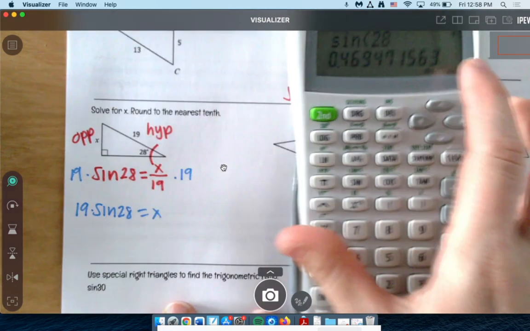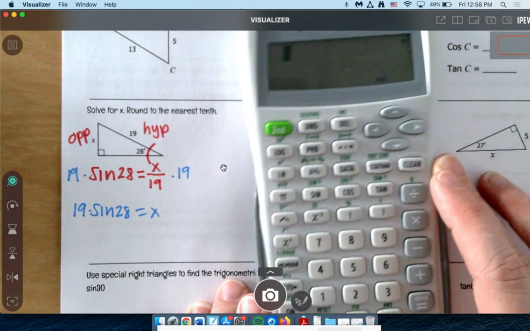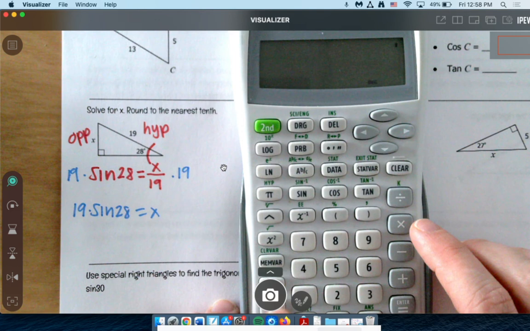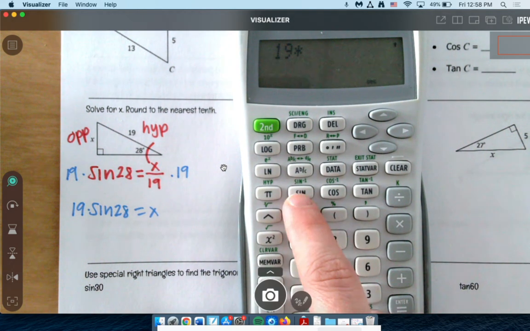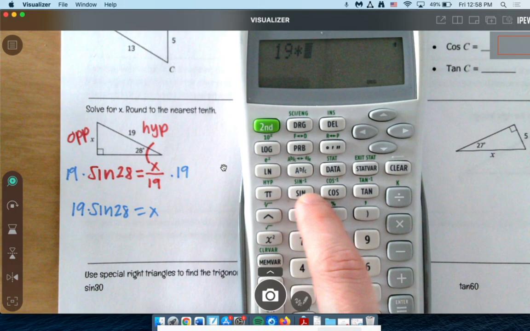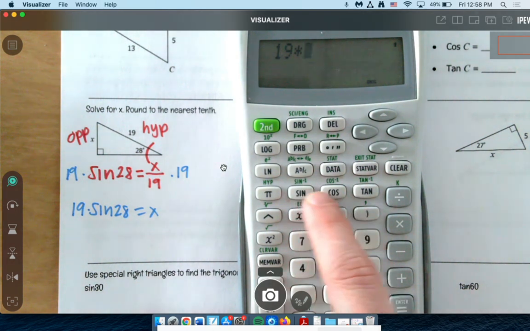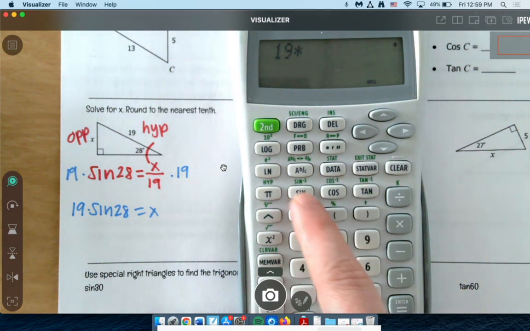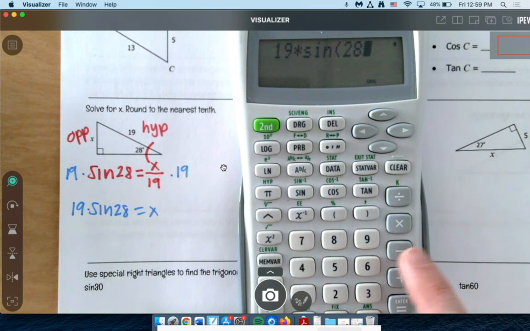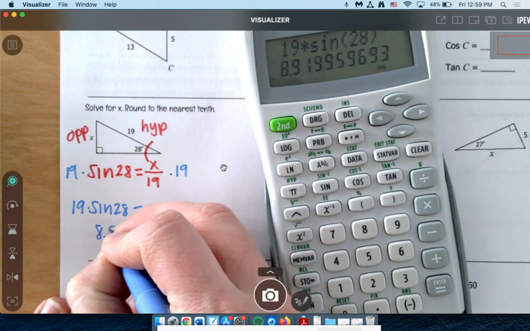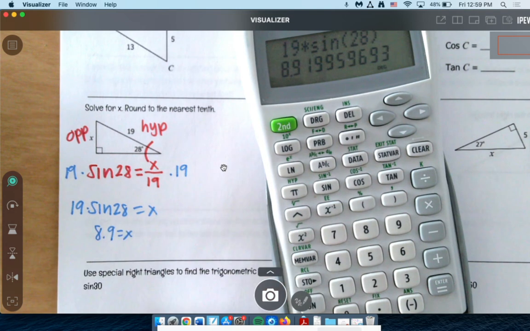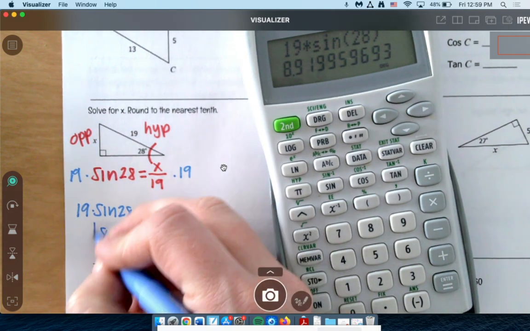So in your calculator, you're going to hit 19 times, now that sine button, you guys see that? How you've probably seen these trig buttons and never really knew what they were for? Well, now we're going to use them. So sine of 28 equals. So that side length should be 8.9. And there you go. We just found it. 8.9 equals x.